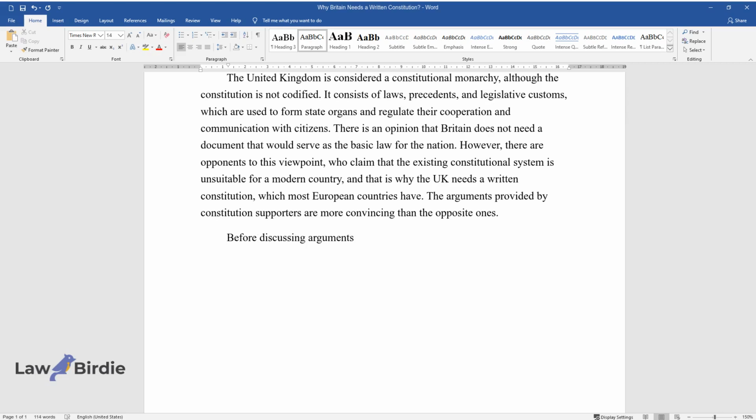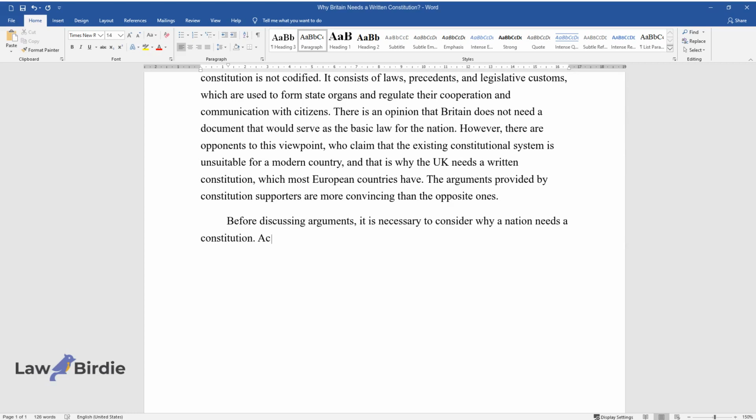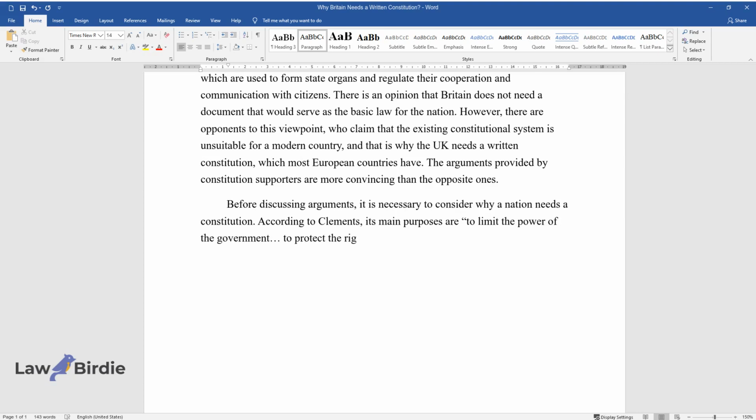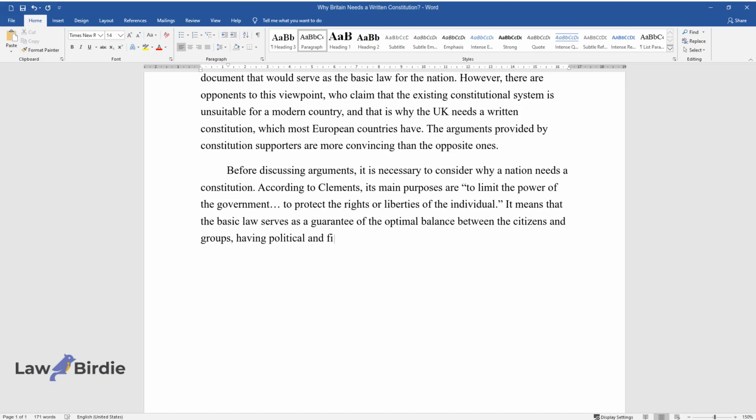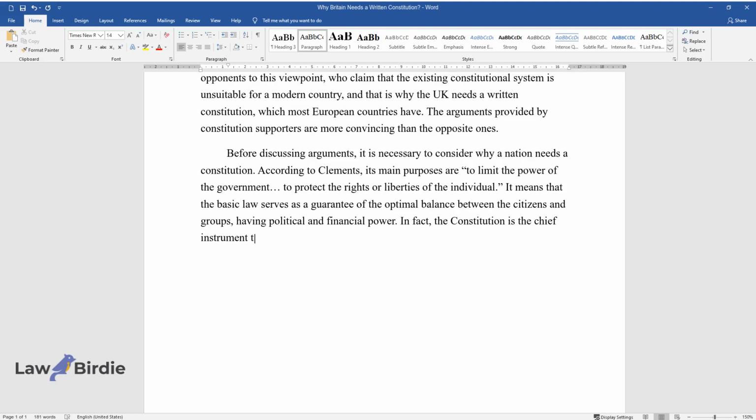Before discussing arguments, it is necessary to consider why a nation needs a constitution. According to Clements, its main purposes are to limit the power of the government and to protect the rights or liberties of the individual. It means that the basic law serves as a guarantee of the optimal balance between the citizens and groups having political and financial power.